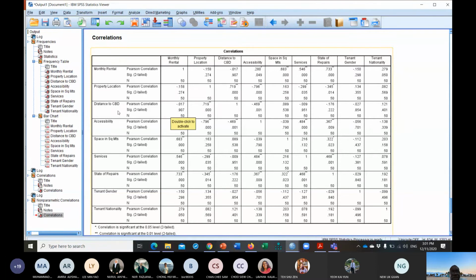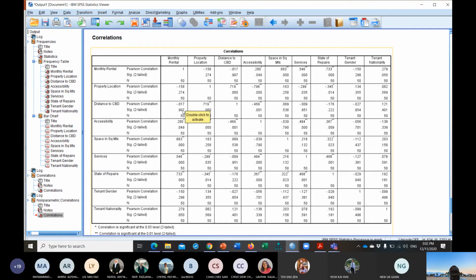Now, for number two, the distance is contributing negatively to the monthly rent. That means the farther your distance, the lower the rent. However, the coefficient is too small. You can see the coefficient is too small, 1.7%.